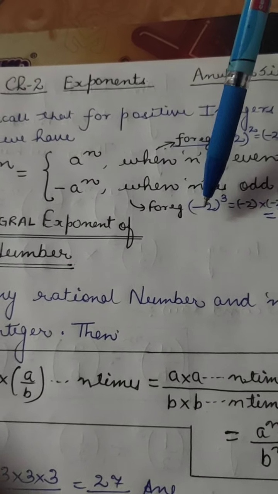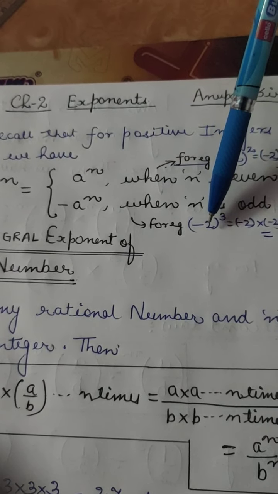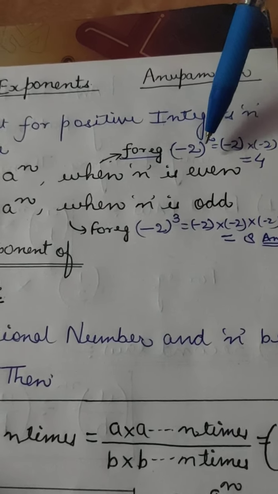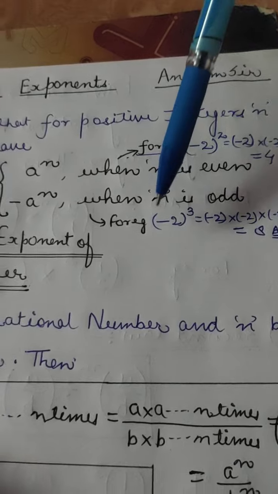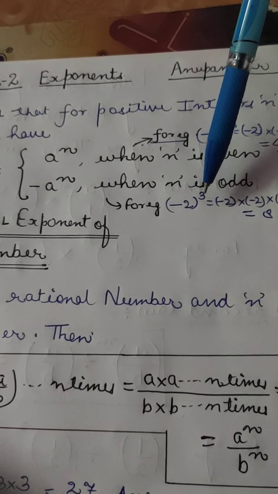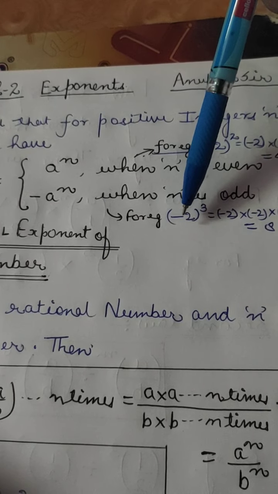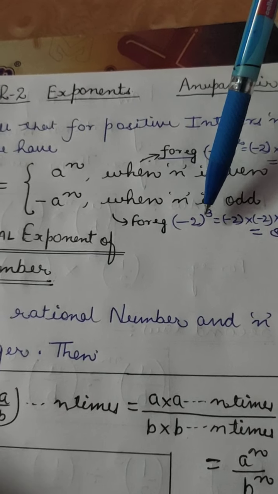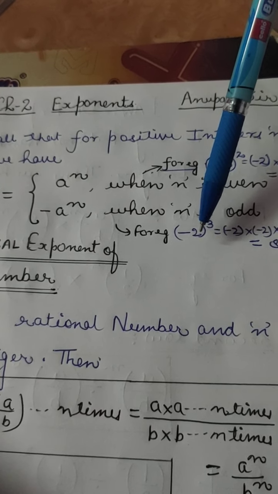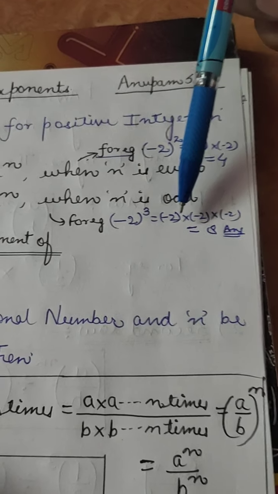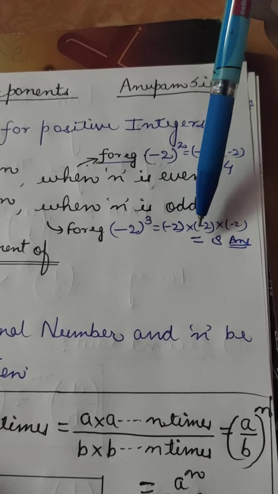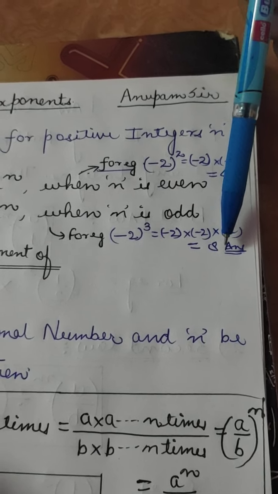So next comes when the power is odd. Here the power is even. What is the power? 2. 2 is an even number. So next, when the power is odd, here we have raised minus 2 to the power 3. So minus 2 is multiplied how many times? 3 times, and 3 is an odd number. We can write it as minus 2 into minus 2 into minus 2. That will come out to be 8.